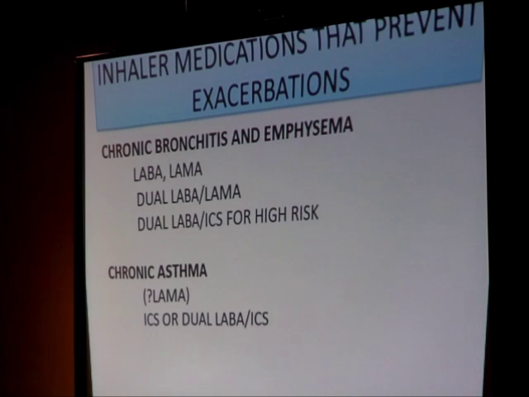Has anybody heard of that before? Okay, so steroid use in individuals with emphysema and chronic bronchitis is sometimes associated with a slight increase in pneumonia. So some investigators have said, well, if I have somebody with pneumonia, I'm going to take them off their Advair or their Breo or their Symbicort or their Dulera and put them on either the dual LABA-LAMA or the isolated single agent LABA or LAMA.